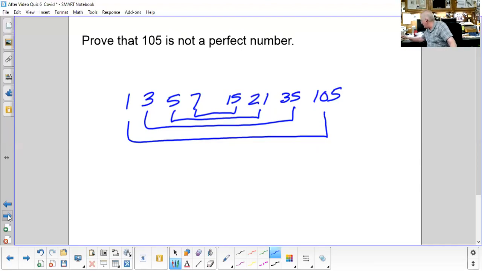If I take 105 and divide it by 9, I get a decimal number. It doesn't come out even. So 9 doesn't work. 10 won't work. Will 11 work? 105 divided by 11. Nah, it doesn't work either. It gives me a decimal. Will 12 work?